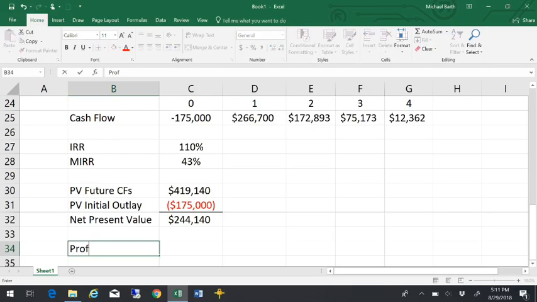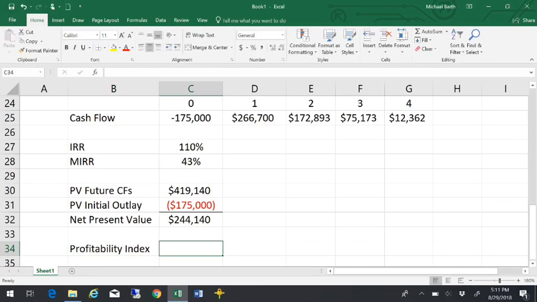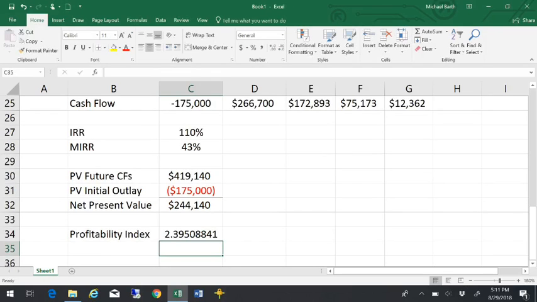And then the profitability index would just be the inflows divided by the absolute value of the outflows. 2.4, take it to 2 decimal places. Okay, so this thing looks wildly profitable no matter how you slice and dice it. But this gives you some of the justifications.